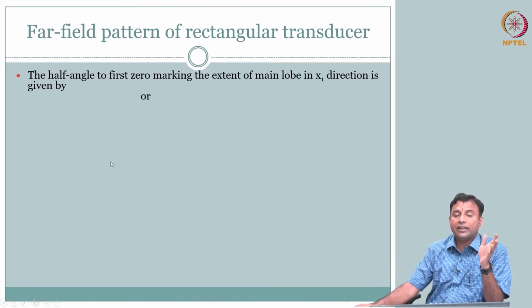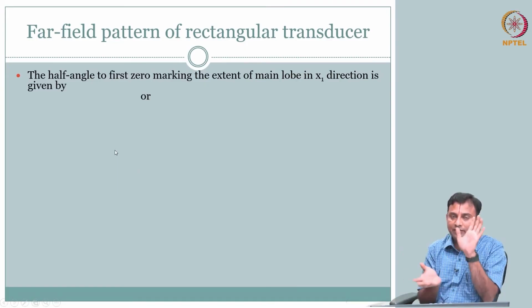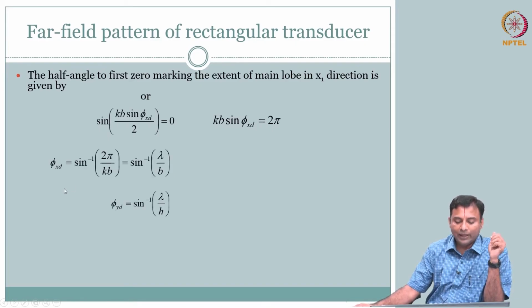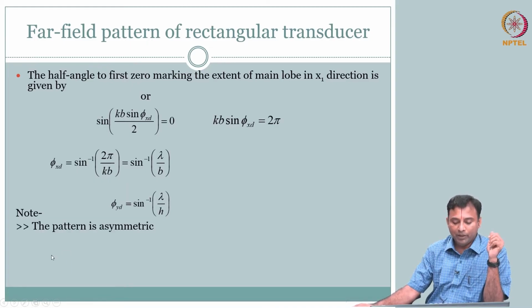So, here also we can get the divergence, but for two directions. You can get it for the x direction and for the y direction. It is a similar idea: it is sine inverse of lambda by h, or sine inverse of lambda by b. So, clearly this pattern is asymmetric.